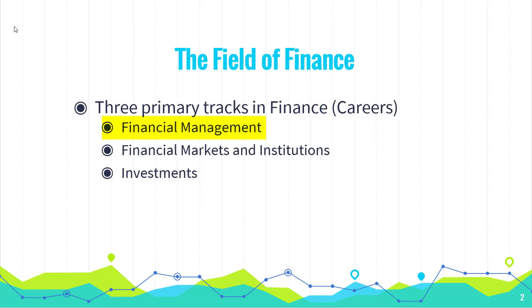is financial management. The second track in finance, and the subject of a more advanced course in finance, is financial markets and institutions. And the third track in finance, and the subject of several more advanced courses that you could take later on, is related to investments. So let's go ahead and look at each of these in turn.